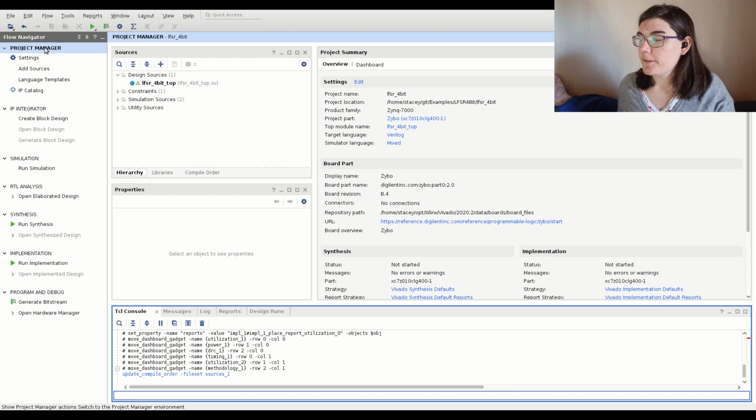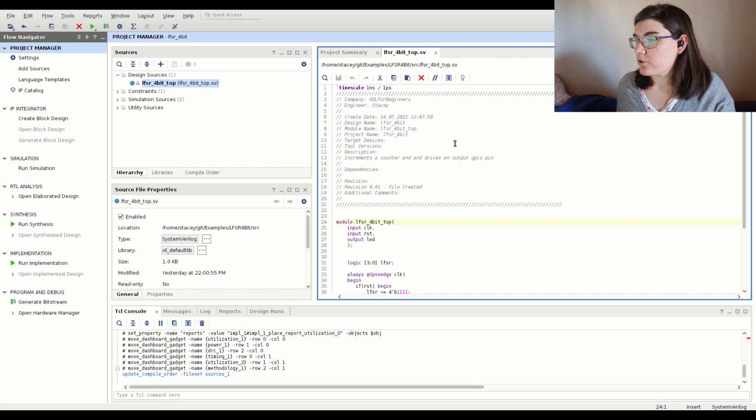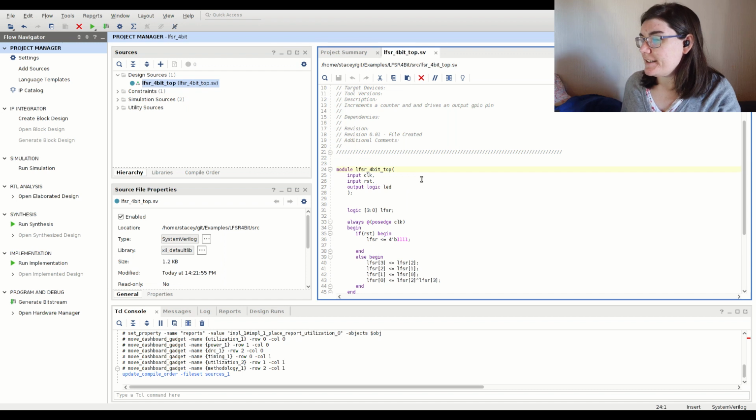On the left hand side here, you can see the workflow, and generally you start at the top left and work your way down. I've already added sources to this project, and you can see here is my top level linear feedback shift register. I'm actually going to open it in Emacs because Emacs is bigger and easier to manage.